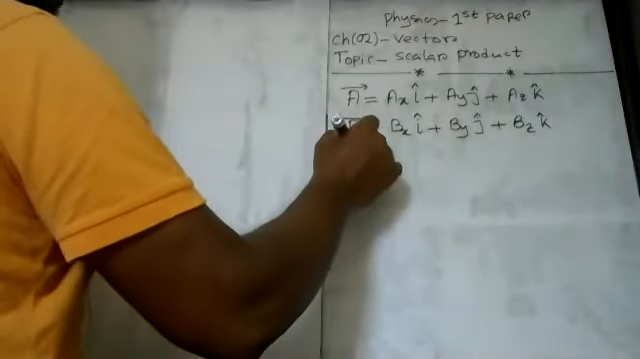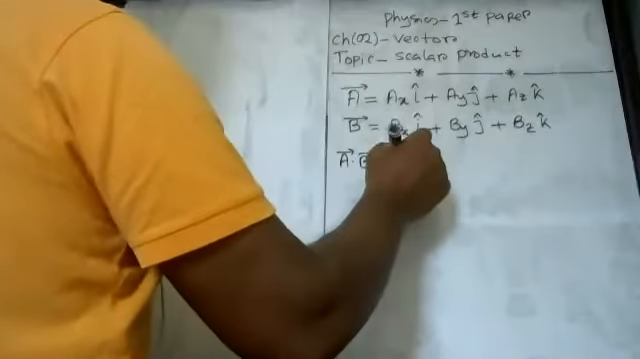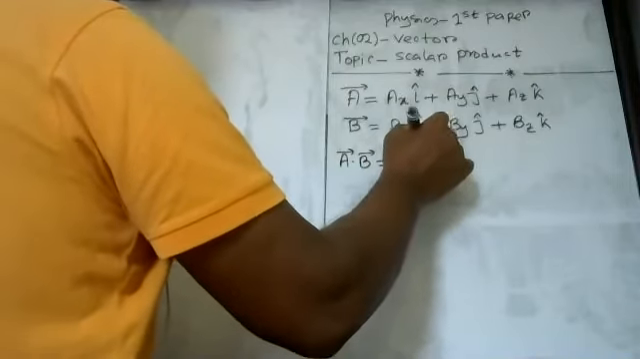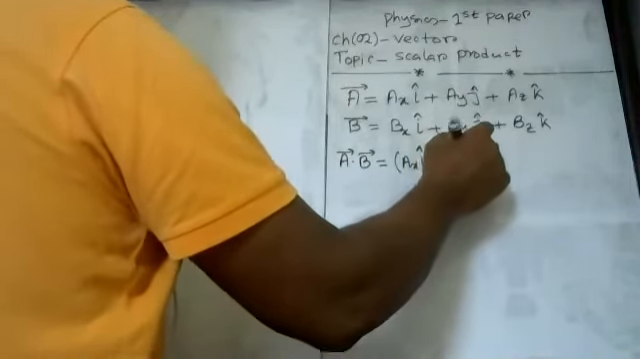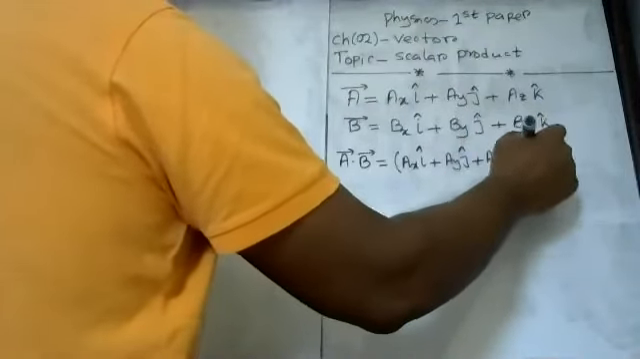Now, from this A and B, I'm going to find out A dot B. So, vector A dot vector B. At first, write down the values of A. This is Ax i hat plus Ay j hat plus Az k hat. My dear student, to solve this, you have to have huge patience. It's a very complex calculation, a very complex mathematical analysis.